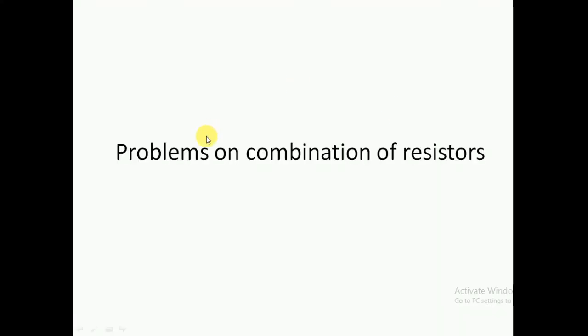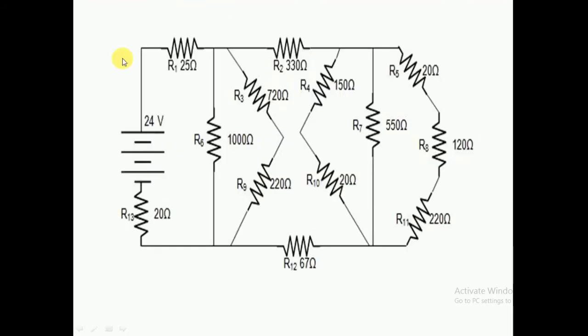Hello everyone, today in this video we are going to solve some problems on combination of resistors. As you can see in this diagram, there are many resistors connected in a circuit and we cannot tell whether it's parallel or series, so it is a mixed combination. So today we are going to solve this kind of problem.